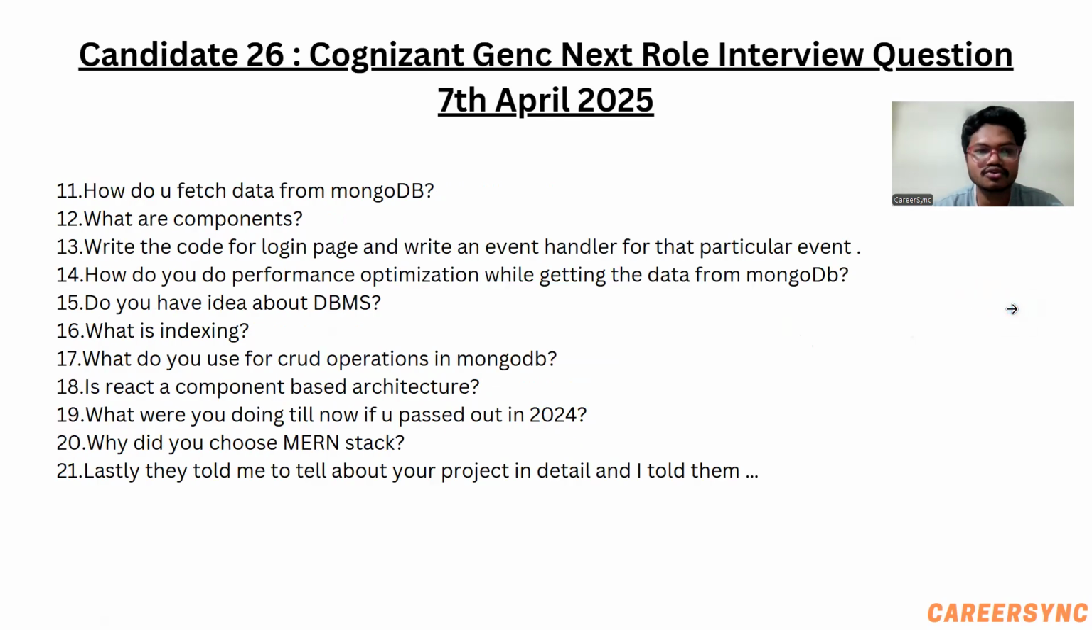After that, how do you fetch data from MongoDB? What are components? Write code for a login page and write an event handler for that particular event. How do you do performance optimization while getting the data from MongoDB? Do you have any idea about DBMS? What is indexing? This is a very important question in SQL and DBMS. What do you use for CRUD operations in MongoDB? Is React a component-based architecture?